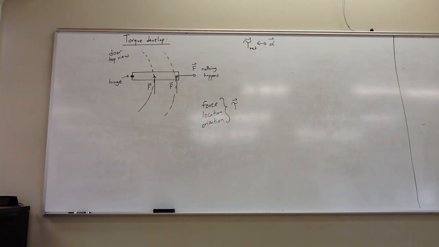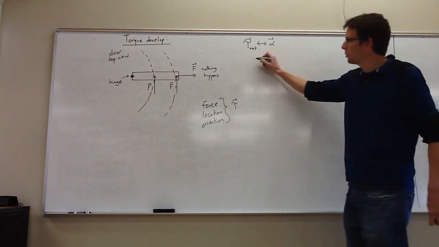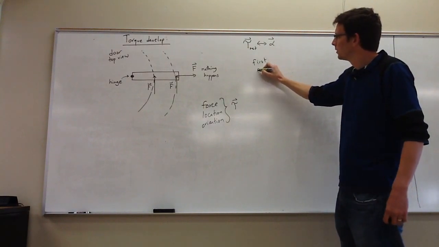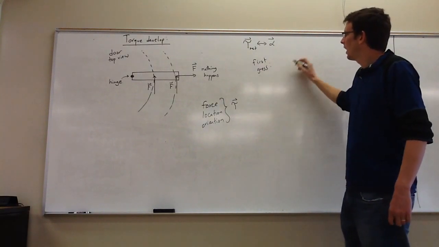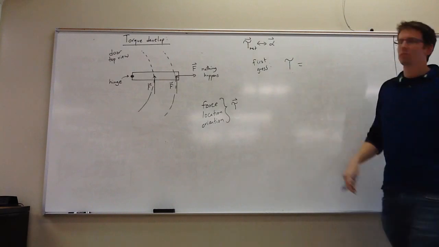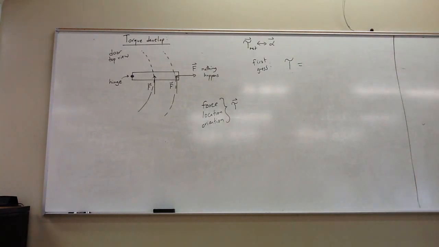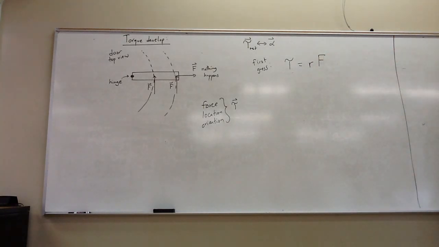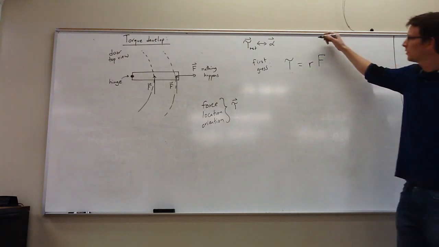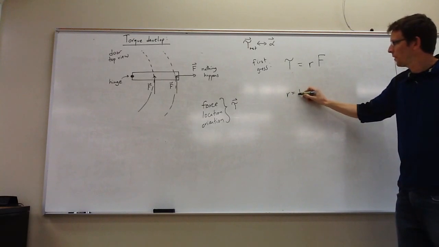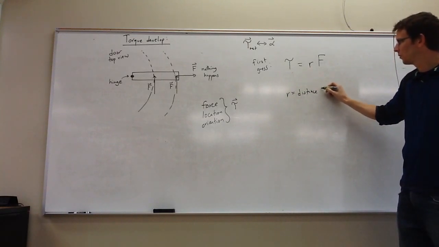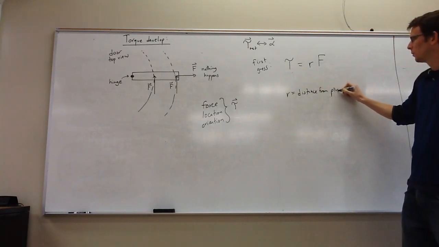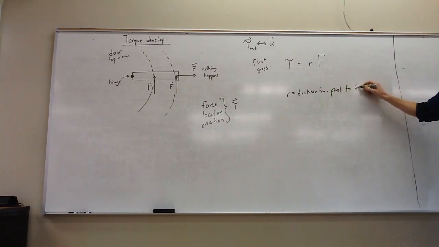So I'm going to take a first stab at a formula for torque. Let me just talk about the magnitude of it. We'll add the direction later. That's trivial. And my first guess is going to be R times F. So what R is, is the distance from the pivot, or the hinge, to the force application point.